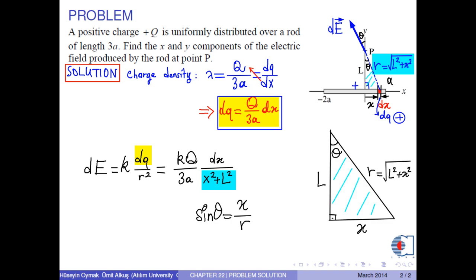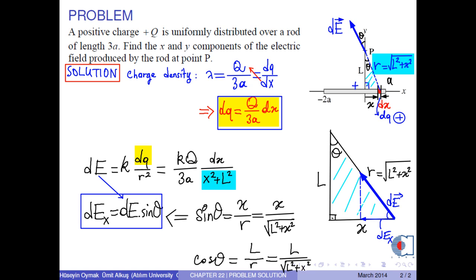From the right triangle, sin theta is x over r. Here r is square root of L squared plus x squared. And cosine theta is L over r, then L over square root of L squared plus x squared. After that, the x component of the differential electric field dEx is dE times sin theta, and the y component of the differential electric field dEy is dE times cosine theta.